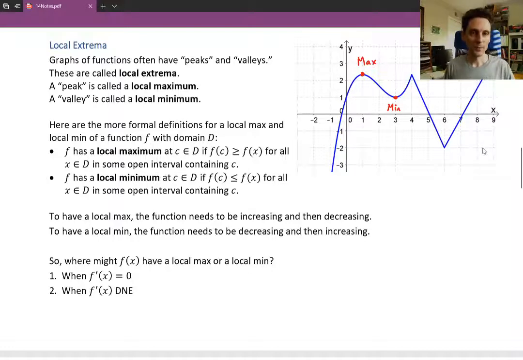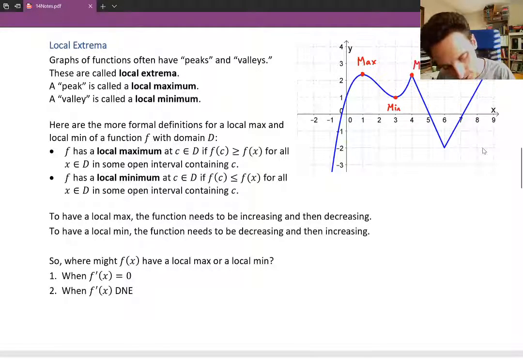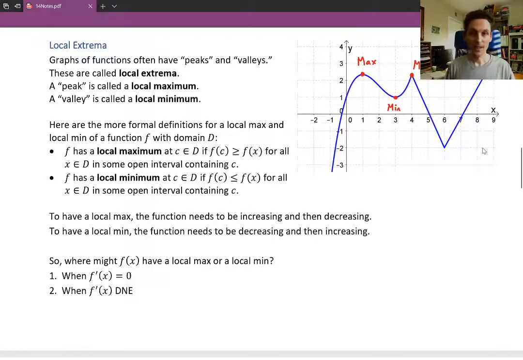Where's the next max or min as we're moving to the right? If you said 4, that's correct. At 4, you have a local max. And the next one? If you said 6, you have a min, then that's correct. So this graph has 2 local maxes and 2 local mins.